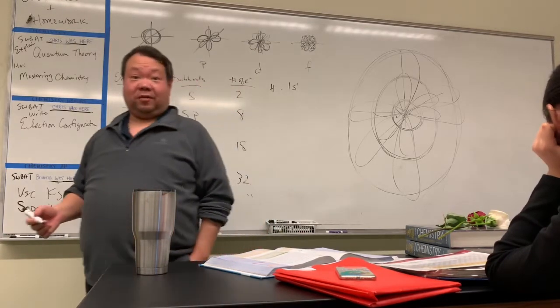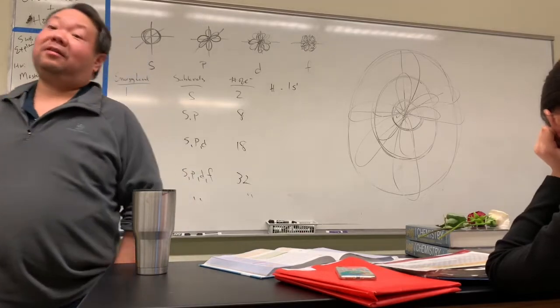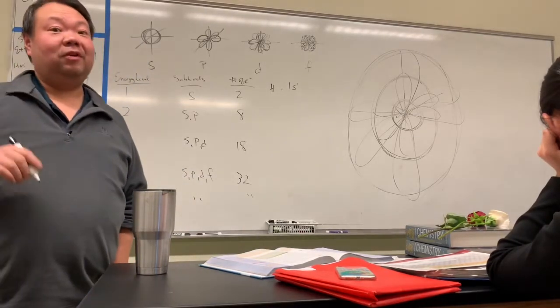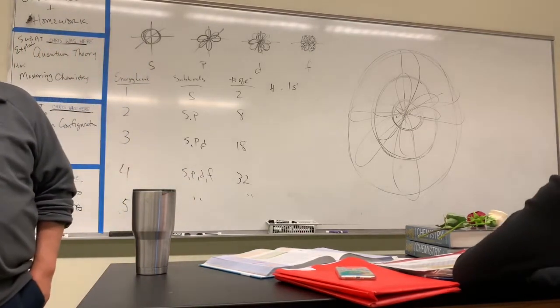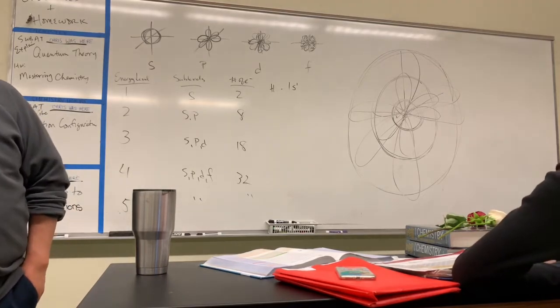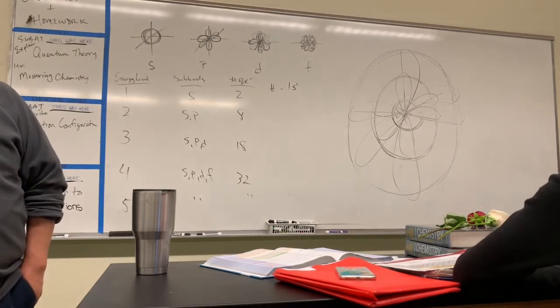In the first energy level, in the S sublevel, there is 1 electron. Everybody see what I just did? Okay?